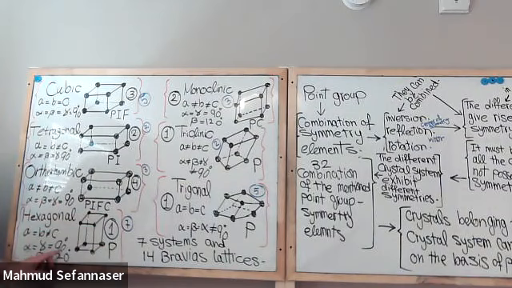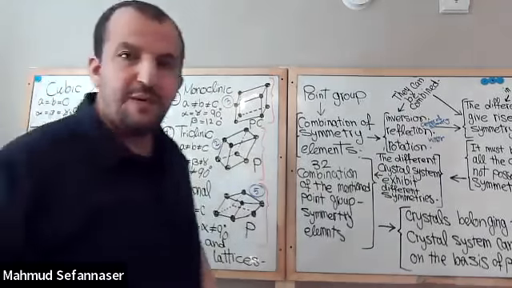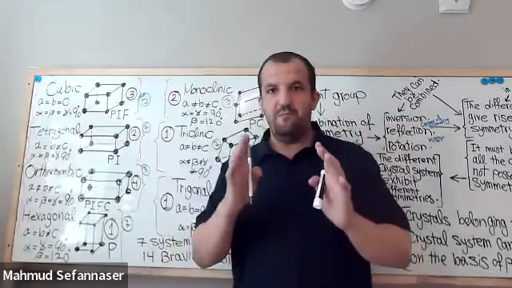Alpha and gamma are equal to 90 degrees. So the angle between A and C is 90 degrees, and the angle between B and C is 90 degrees. But the angle between A and B is not 90 degrees, it's equal to 120 degrees. So this is the hexagonal, guys. And the hexagonal represents a crystal system by itself.